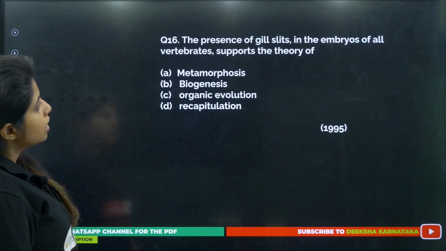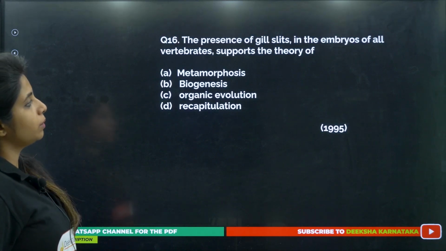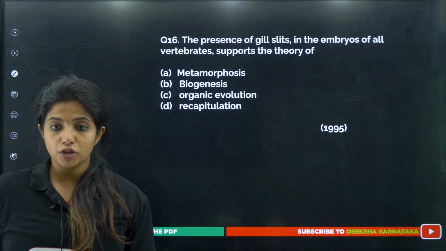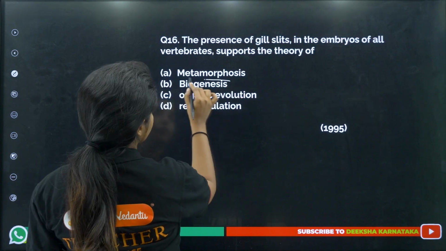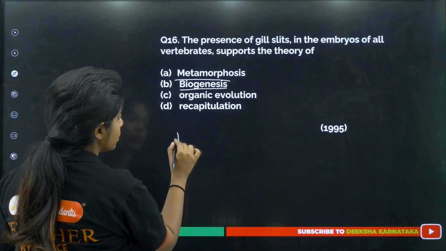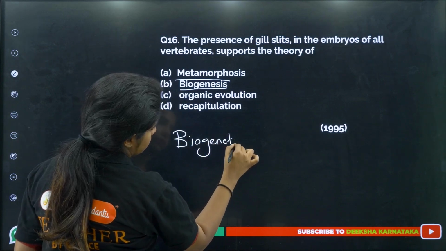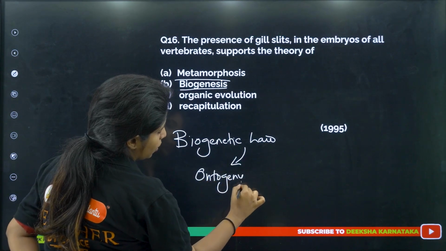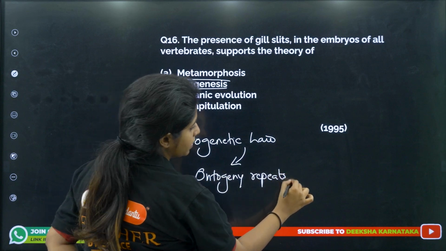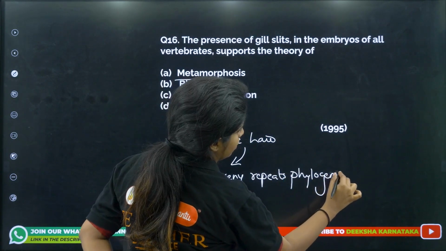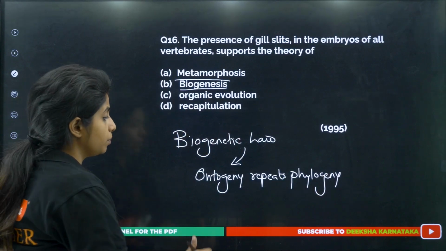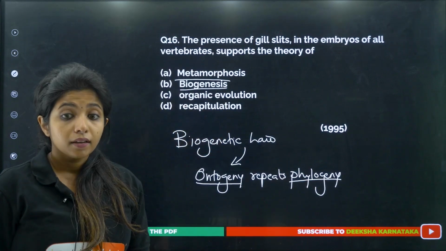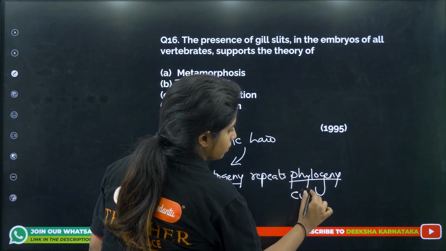Now going ahead with the 16th question. The presence of gill slits in the embryos of all vertebrates supports the theory of what? Metamorphosis, biogenesis, organic evolution and recapitulation. Over here you might get confused with biogenesis because I spoke about biogenetic law, which states that ontogeny repeats phylogeny. Ontogeny means embryonic development is going to repeat phylogeny. Phylogeny means evolutionary history.